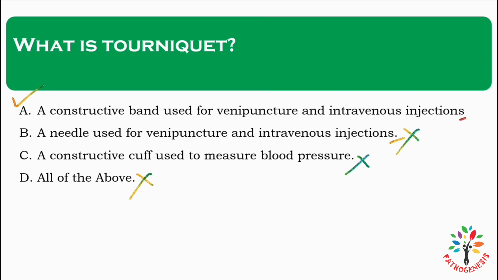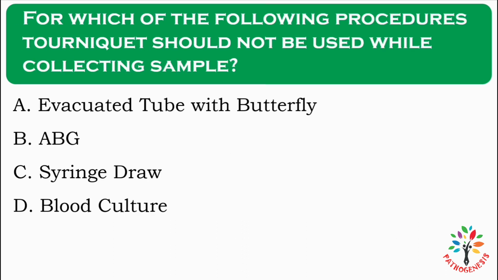While collecting blood, we use a tourniquet to make the veins prominent. In which of the following procedures should a tourniquet not be used while collecting a sample? An evacuated tube with butterfly is not applicable, because if you are using a butterfly needle, you need to use a tourniquet.